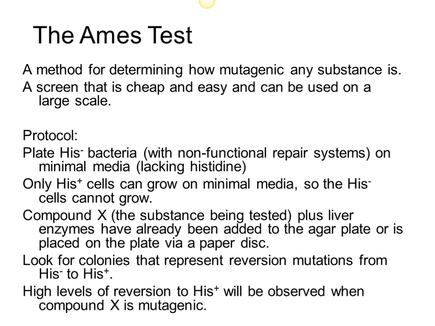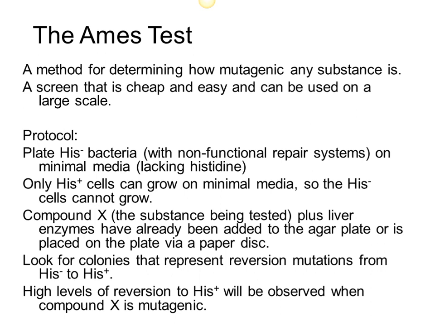The way that you do the Ames test is you start with bacteria that are His minus. That means they can't make their own histidine. And histidine is an amino acid, so they need that. And so His minus bacteria are plated on a minimal media, agar plates, that don't have histidine. So therefore, those bacteria should not grow. And so I give you this note. Only His plus cells can grow in minimal media, so the His minus cells should not grow.